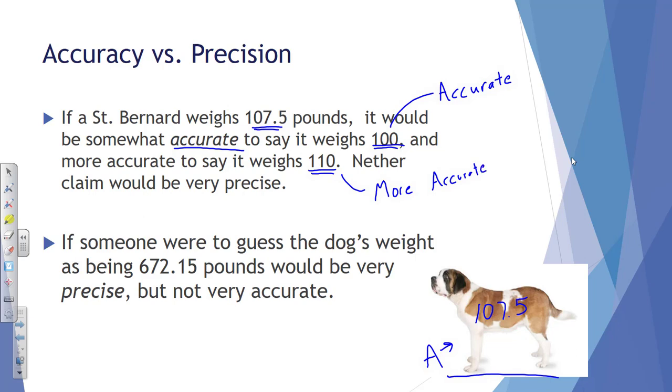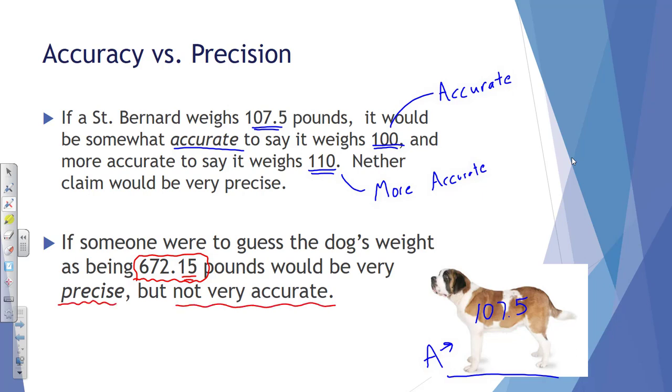We like accuracy. On the other hand, if we said that the weight of the dog was 672.15 pounds, well, that's not accurate, because it's not even close to the dog's weight. But we did get really, really precise. We used a pretty high precision digital scale probably to get that 0.15 pounds on the end, but the scale is out of whack. So we got good precision. That is to say, it's very precise, but it is not very accurate.